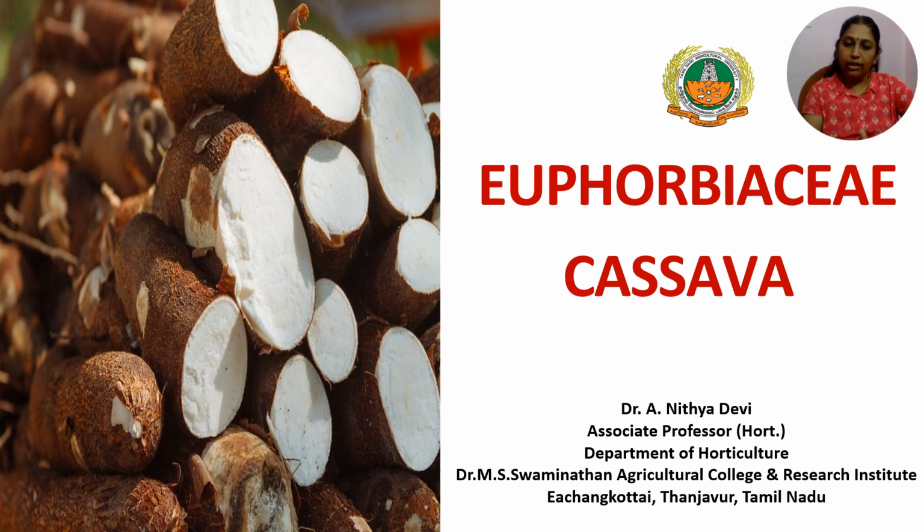So the important tuber yielding vegetable crop, cassava, also belongs to the family Euphorbiaceae. In this session we will be dealing with the botany of cassava. Cassava, I hope you all know, the economic part is the tuber, which has the highest starch content among all the tuberous vegetables. Based on the variety it varies, almost 25 to 40% of starch can be seen in the tubers of cassava, synonymously termed as tapioca.